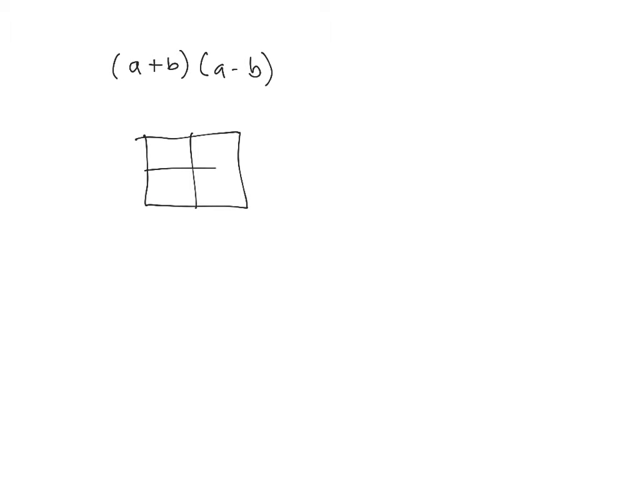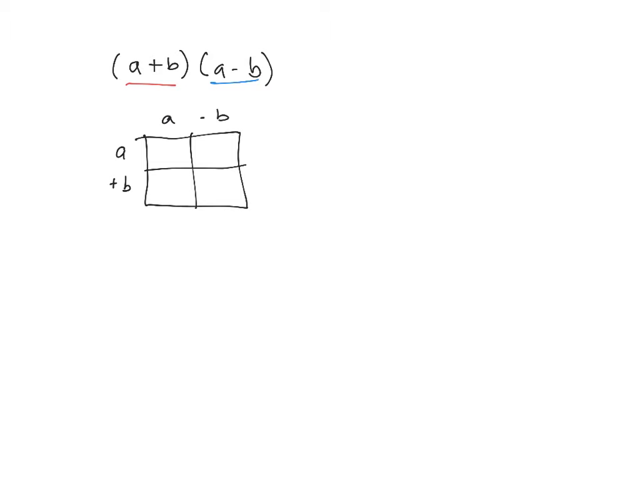All right, so where we're going to start is with the multiplying problem. We're going to look at the multiplying problem a plus b times a minus b. And the way I would do that is with the box. A plus b is my first factor, so I'll put that on the rows. My second one, a minus b, I'll put on the columns.